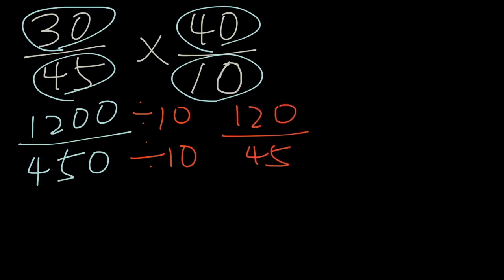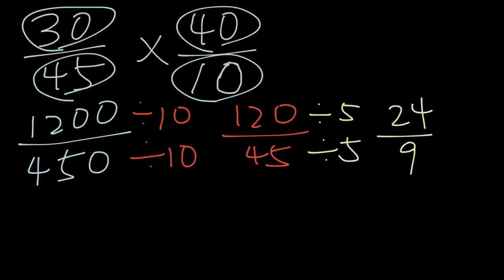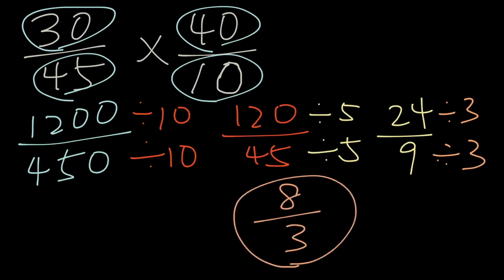Then we can see both numbers can be divisible by 5. Then we will have 24 over 9. Now 24 and 9 are both divisible by 3. And so our answer would result in 8 over 3. Now this method works as well, but it's a longer process because then you have to divide the numbers multiple times rather than simplify before you multiply.